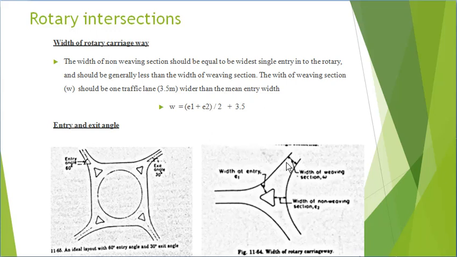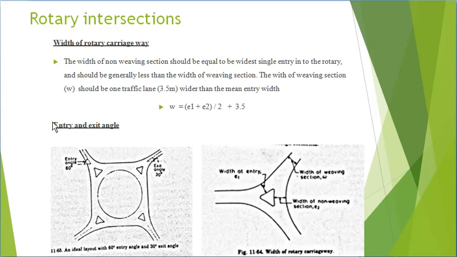That is, in this figure, it is the width of rotary carriageway W, and it is equal to (E1 plus E2) by 2. The average value of the entry width, that is E1 is the width of entry, this portion, and this is the width of non-weaving section E2. Its average value (E1 plus E2) by 2 plus one traffic lane width, that is 3.5 meter, is the width of rotary carriageway. Okay.